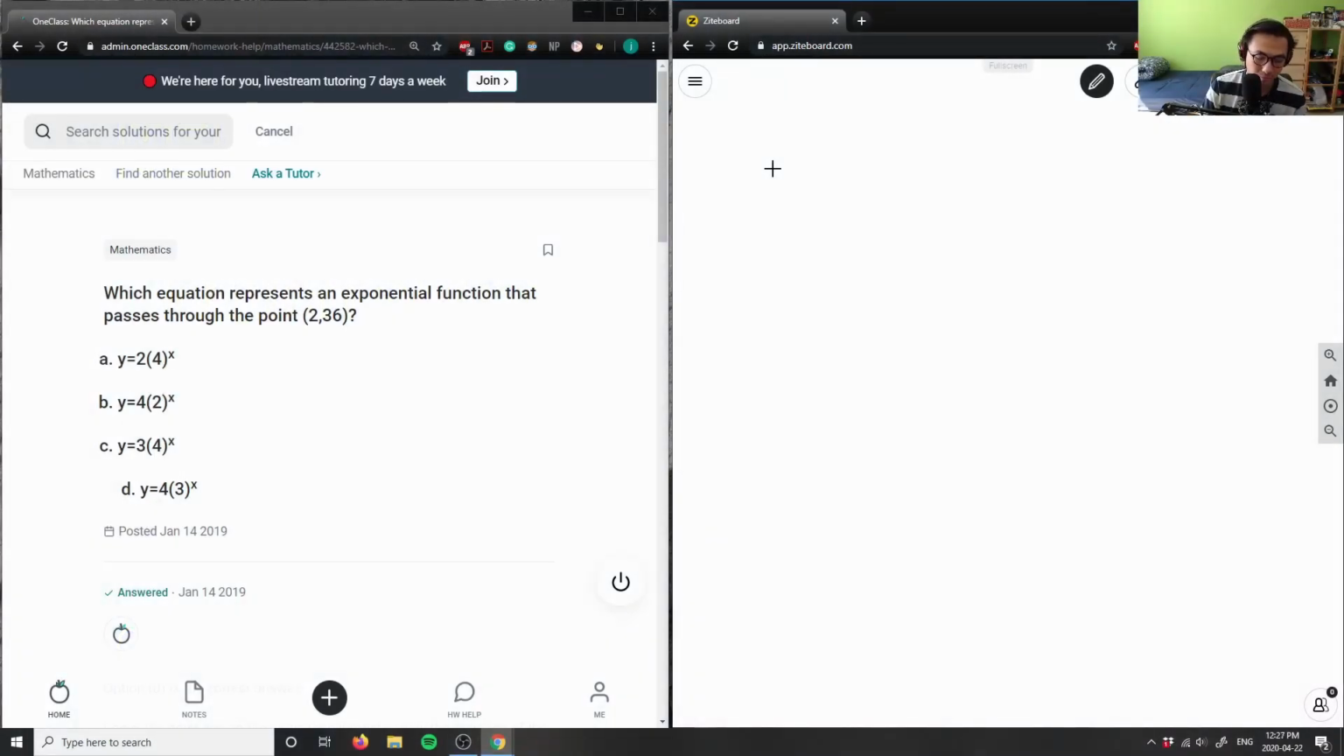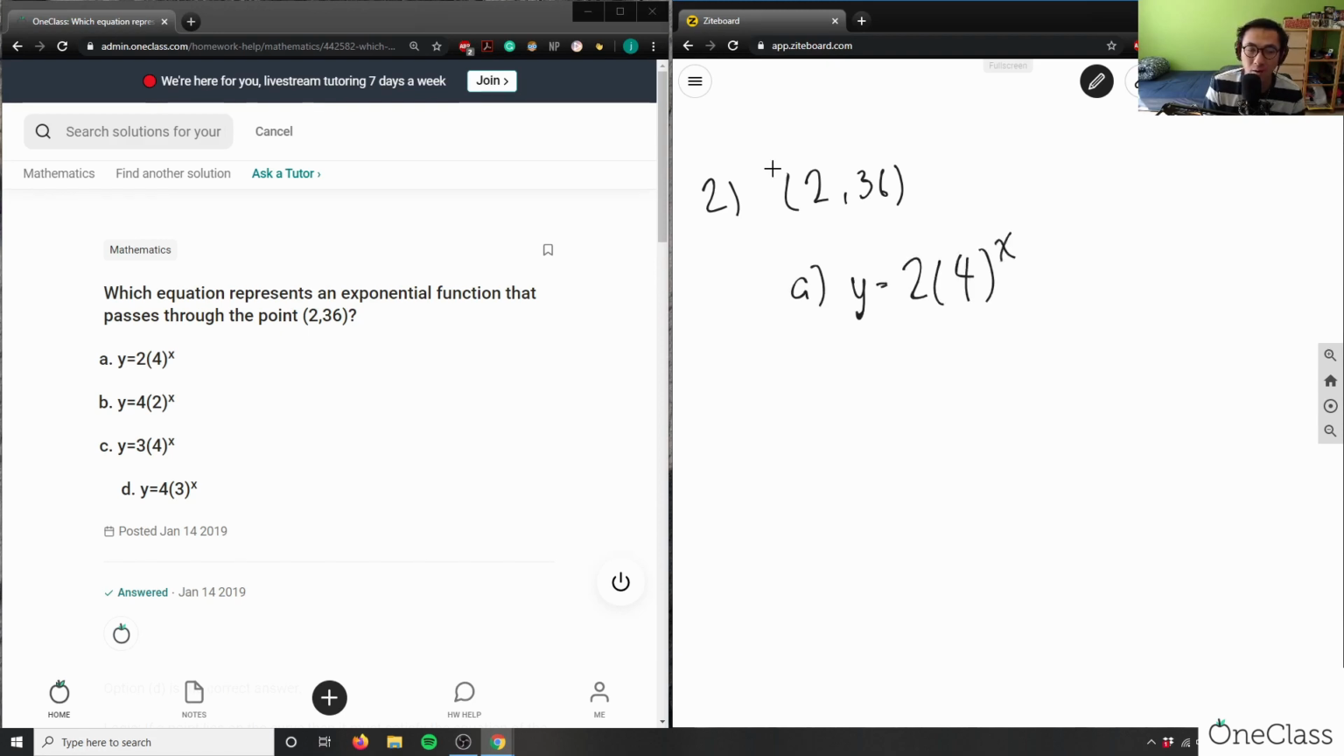All right, number 2. Which equation represents an exponential that passes through the point (2, 36)? So I need the point. It has to pass through the point (2, 36), and I'm given these equations. Let's look at A here. A says y equals 2 times 4 to the power of x.